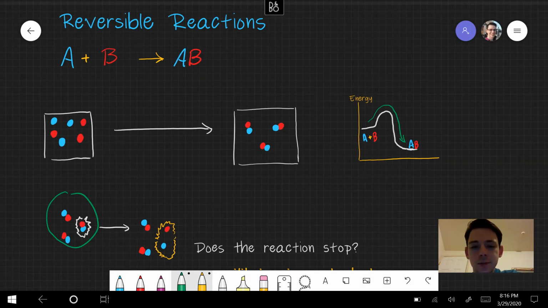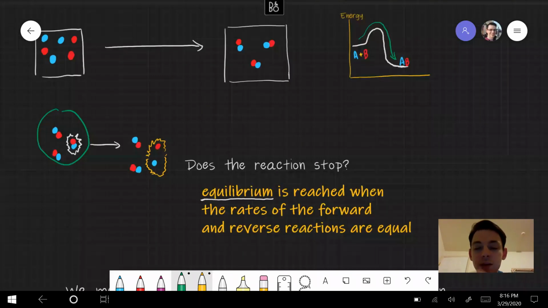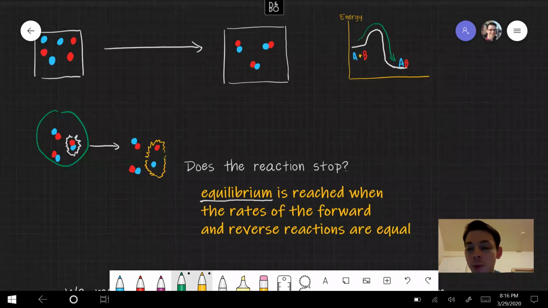So my question is, would this reaction ever actually stop if the reactants are able to make products, but the products are able to make the reactants? We end up with sort of a never-ending cycle, where we're constantly making products, but then we're using them up. And although the reaction never stops, it does eventually get to a point where there will be no perceptible change. We call this equilibrium. You've probably heard of the word equilibrium in some other context. Well, equilibrium is reached when the rate of the forward and reverse reactions are equal.